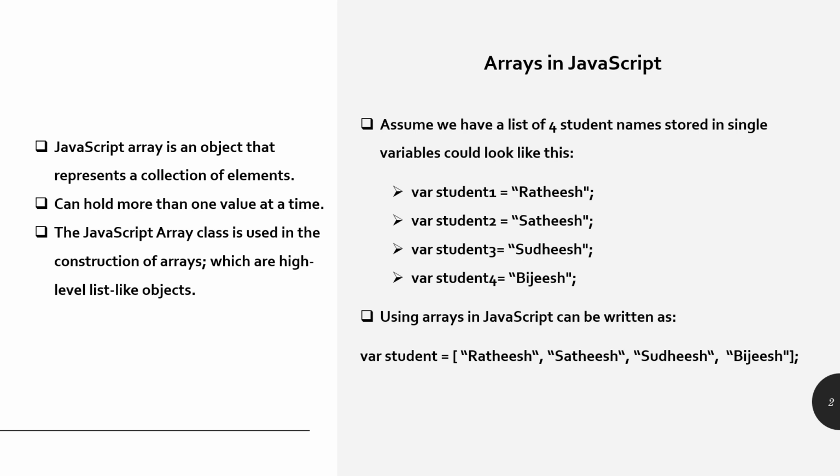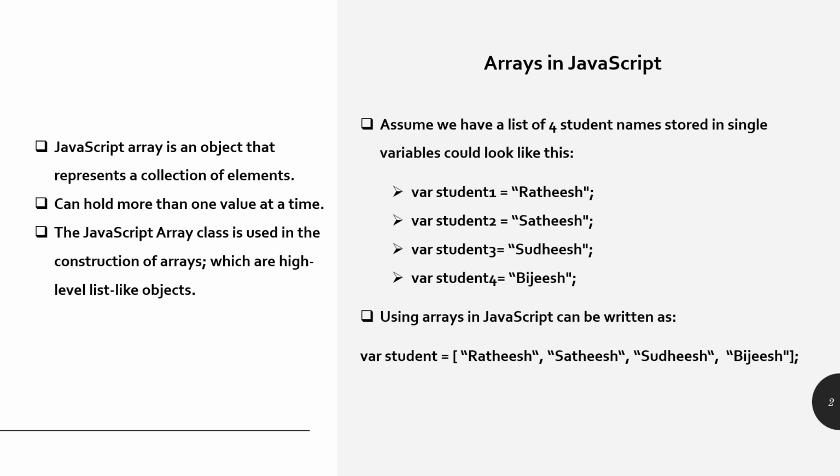See, this example shows how we can create an array for storing 4 students. We can have any number of students also. Here the name of the array is student. The content is Radish, Sadish, Sudish, Bijish and so on. This is an example of that.